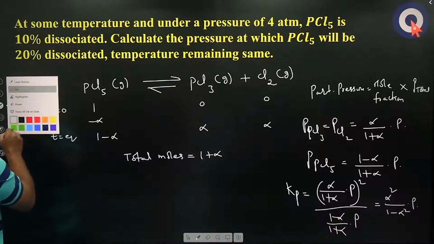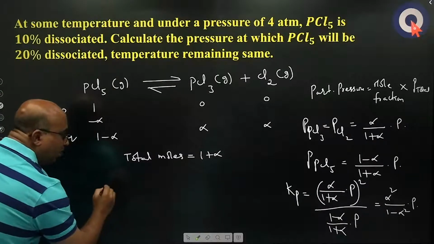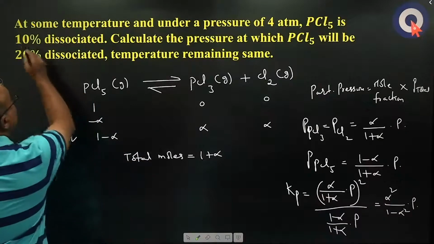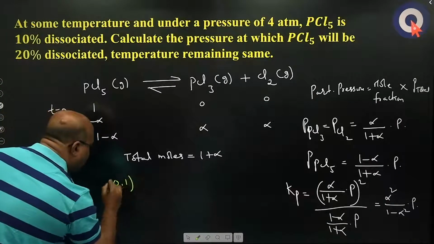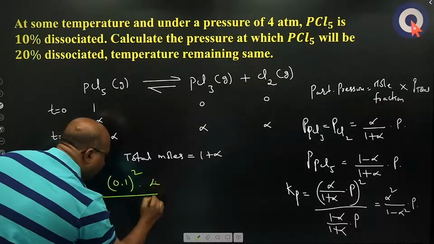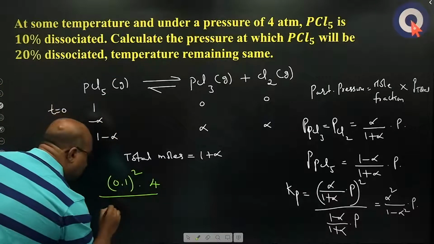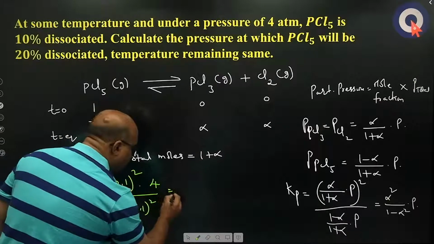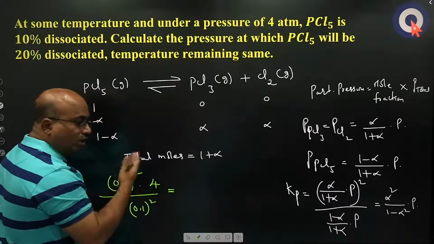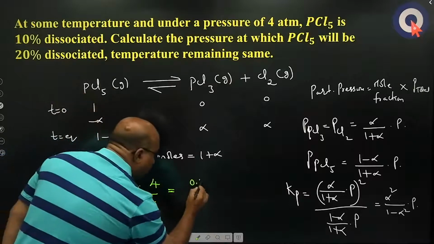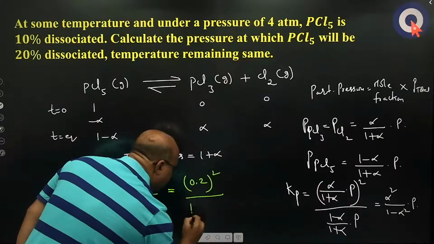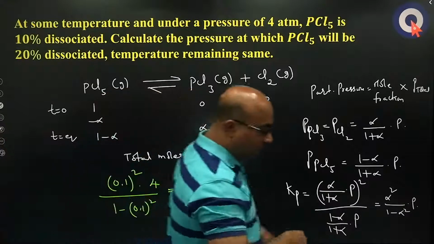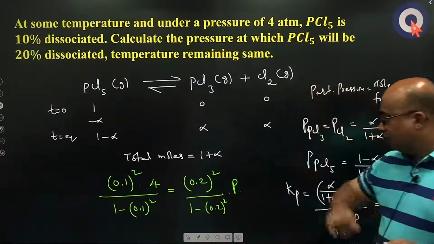So what is this we use? Now Kp is the same, but at different pressures, different alpha values may exist. So it is 10%, that is 0.1 whole square, at a pressure of 4, what is given, by 1 minus 0.1 whole square, is equal to what we need to calculate, where the degree of dissociation is 20%. So it is nothing but 0.2 whole square by 1 minus 0.2 whole square into P. That is what we can derive from simplifying this.